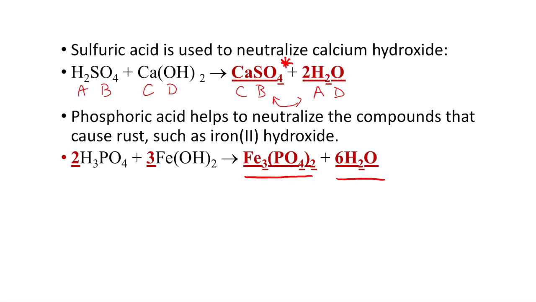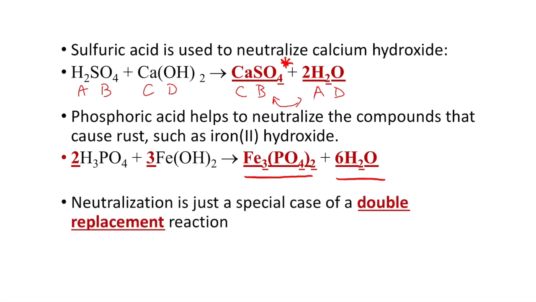Again, this needs to be balanced. It's already balanced for you. So you've got 2 parts H3PO4 plus 3 parts Fe(OH)2 yields 1 part Fe3(PO4)2 plus 6 parts of water.